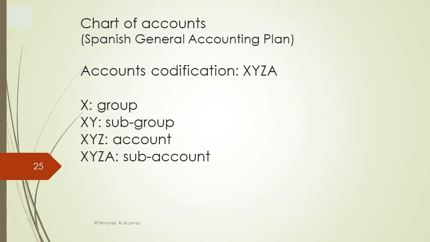This slide explains how we build up the codes of the list of accounts under the Spanish General Accounting Plan. Accounts have 3 digits. The first one indicates the group the account belongs to. The second digit gives us the subgroup. Adding a 4th digit to the account, we have what we call a sub-account.